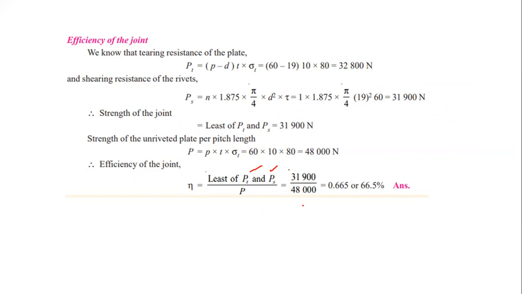But in our question, the crushing stress is not given. So that's why I am using only PT and PS. Here, this is the answer for PT, and this is the answer for PS, the shearing strength and tearing strength. From these two values, you have to select the least value. So 31,900 is the least value.